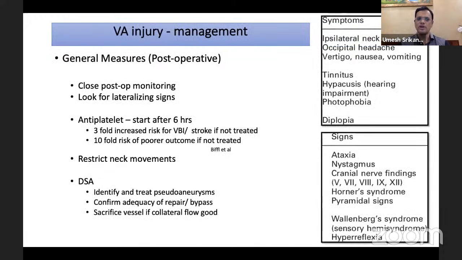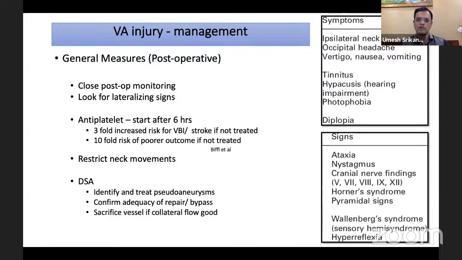Of course, post-operatively, even if the patient wakes up without any neurological deficit, we have to keep a close post-op monitoring in order to see for development of any gradual thrombosis of an injured vertebral artery or any embolic phenomena. Look for any lateralizing signs. Any antiplatelet therapy has to be started.